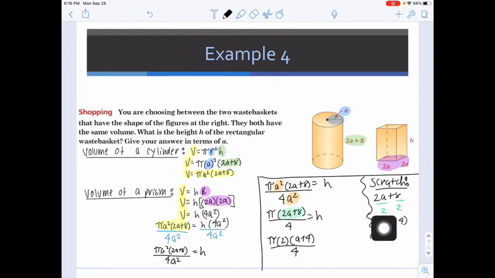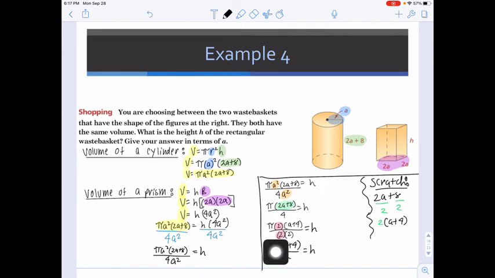If I take 2 out of 2a, I have a left. If I take 2 out of 8, I have 4 left. So we can rewrite 2a plus 8 as 2 times a plus 4. Now we have a 2 on the top and a 4 on the bottom. However, we can rewrite 4 as 2 times 2, so now we have a 2 on the top and a 2 on the bottom. If we take the 2's out, we're left with pi times a plus 4 over 2 is equal to h. Thus our final answer should be the sentence, the height of the rectangular wastebasket is pi times a plus 4 over 2.